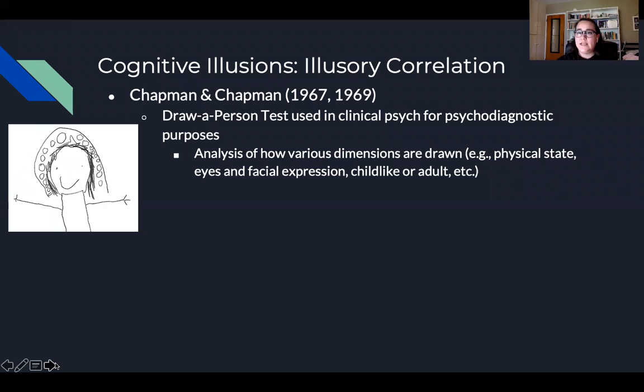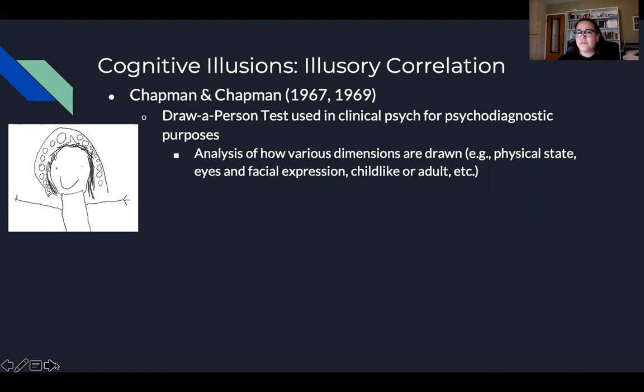This is a psychodiagnostic test that is given to try to understand if somebody's experiencing some sort of psychopathology. Are they experiencing depression or psychosis, or is it something that we can diagnose them with from the DSM? In this test, the person is asked to just draw a person, and the drawings are then scored according to a number of different dimensions of the drawing.